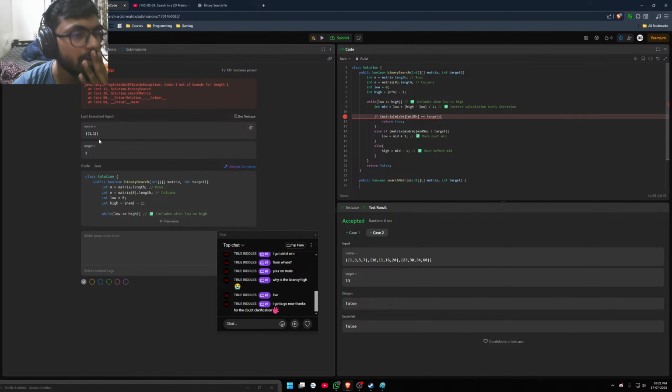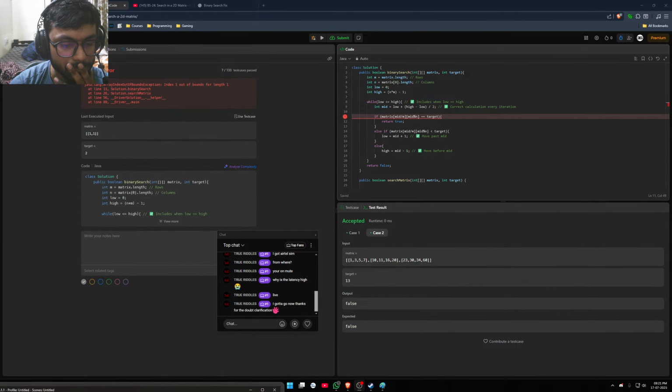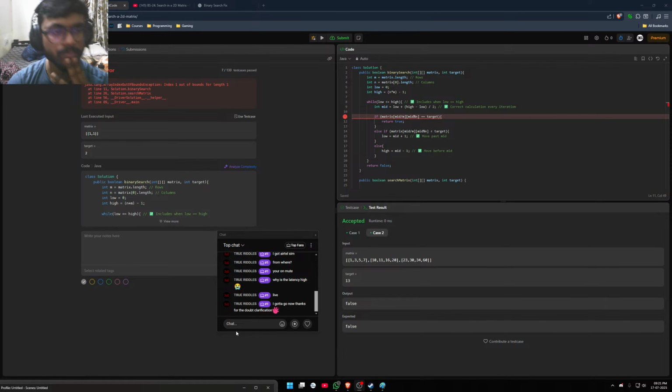Matrix is 1 comma 1 and target is 2, which is not there. So here index 1 is out of bounds in this case. Okay. Just a minute, guys, one minute.